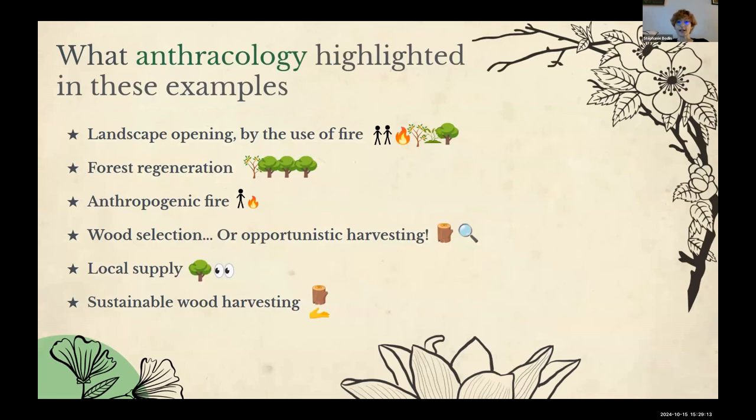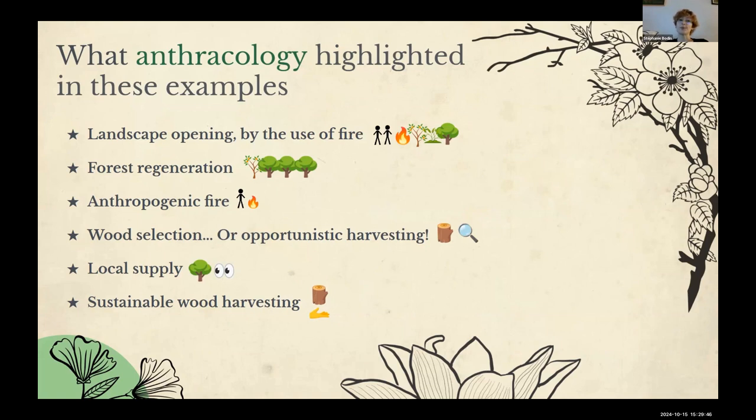And so, yeah, this is what anthracology can allow us to infer from charcoal identification. So you can have insights into the vegetation dynamics. You can see landscape changes happening through the use of fire. Of course, if you have charcoal, there was fire, but it's also nice to compare with other proxies like phytoliths, for example. We saw that we could see the forest regeneration as well in the charcoal record.